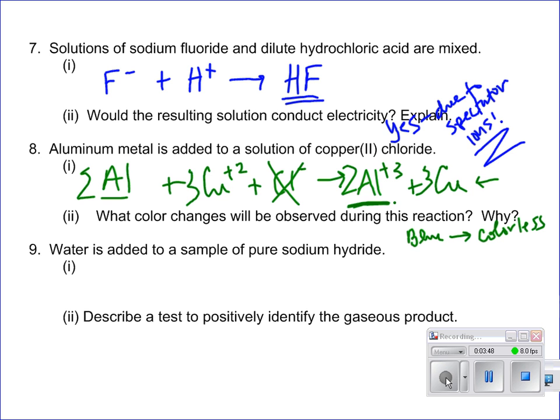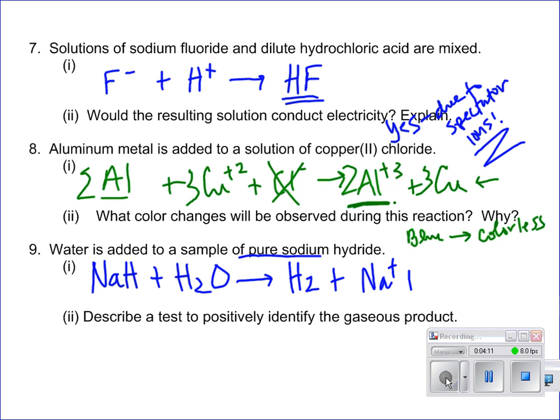Water is added to a sample of pure sodium hydride. It doesn't say anything, but since it says we're adding water, to me that's a safe enough assumption that this is solid. So what does a hydride in water make? Reminds me of a push-up problem. Hydrogen gas, and that base is split up because it's strong. So we have 3 H's, 3 H's, 1 Na, 1 Na, 1 O, 1 O, and it's good.